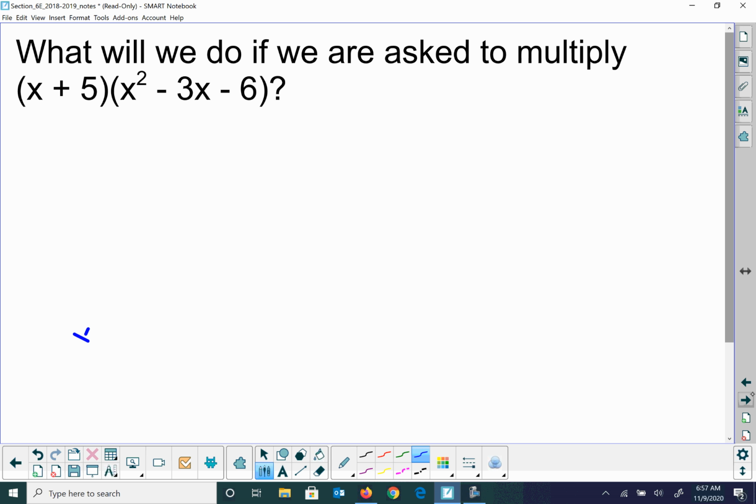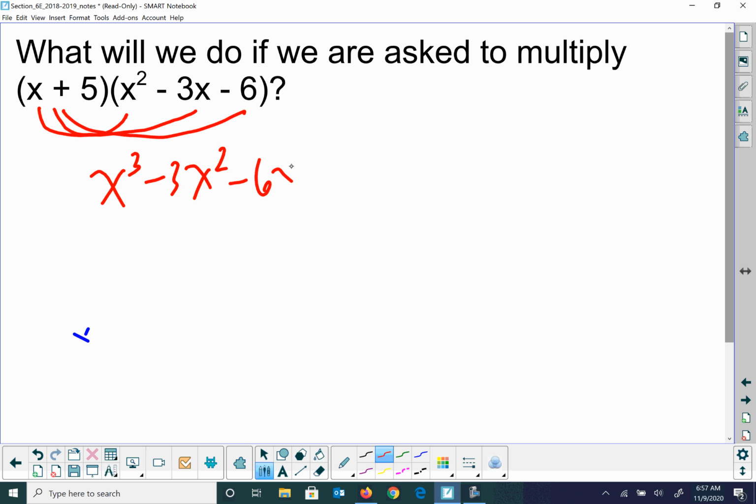What if we were to multiply? Kind of big, sorry. I'm going to distribute this x here, here, and here. So I'm going to get x to the third minus 3x squared minus 6x. Let's change colors. Then I'm going to distribute the 5 the same way. So plus 5x squared minus 15x minus 30.